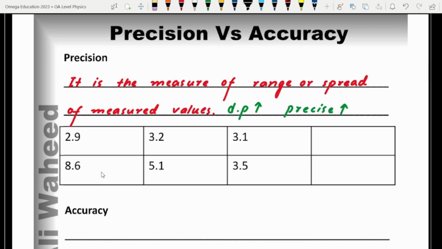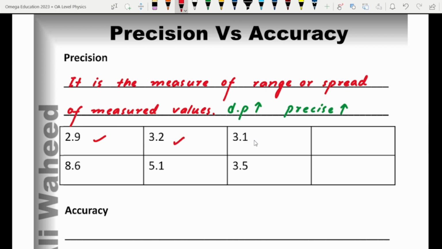Let us take a look at the data set. We have the first row in which we'll be comparing all the measured values, and then we have the second row. If we talk about the first one, the first reading is 2.9, the second one is 3.2, the third one is 3.1. So the measured values are very close to one another. The maximum deviation between the values is 0.3.